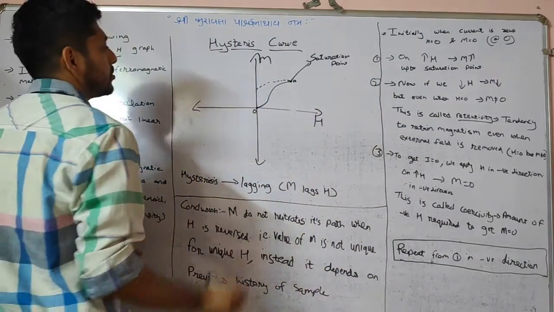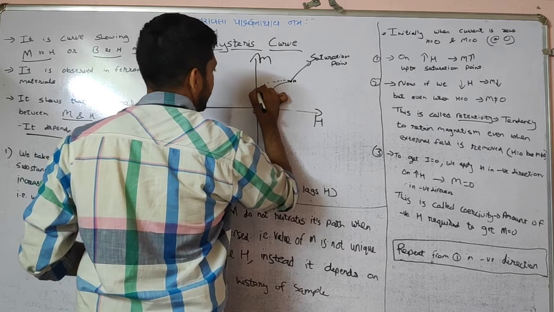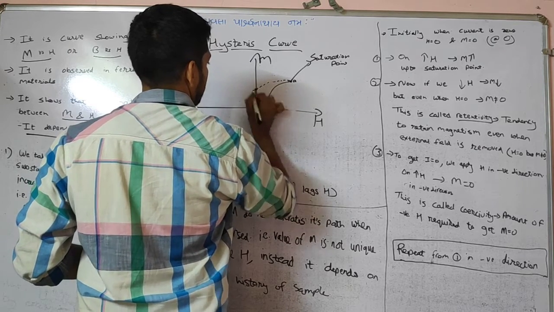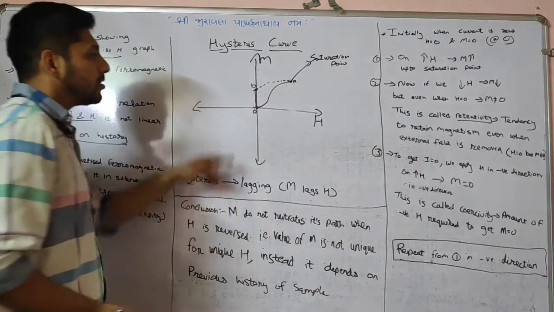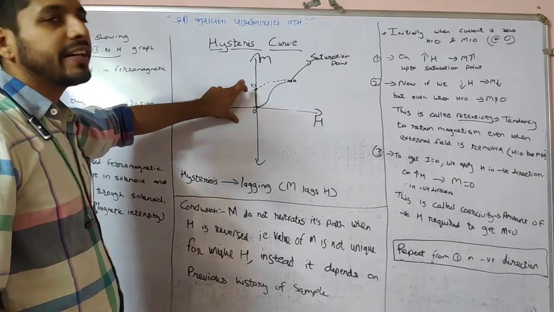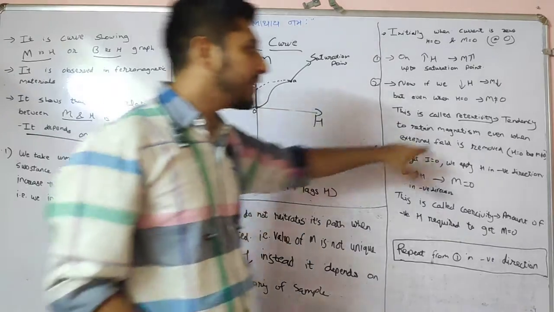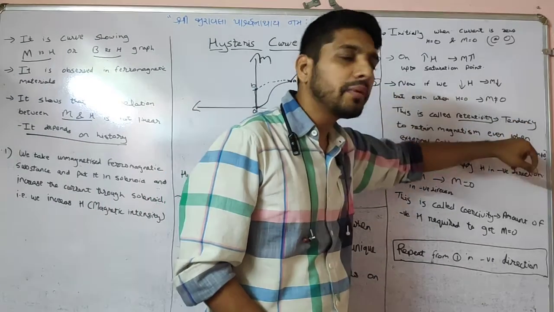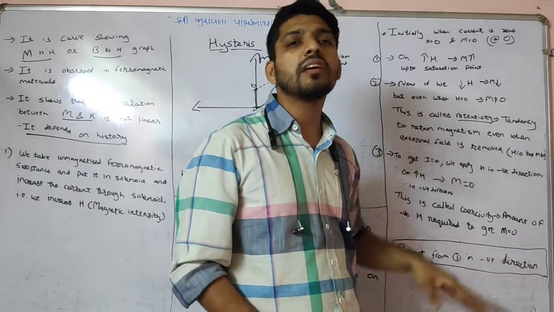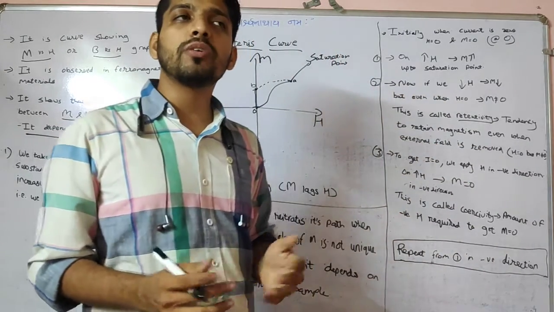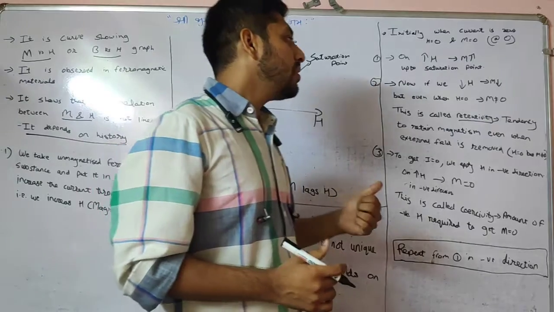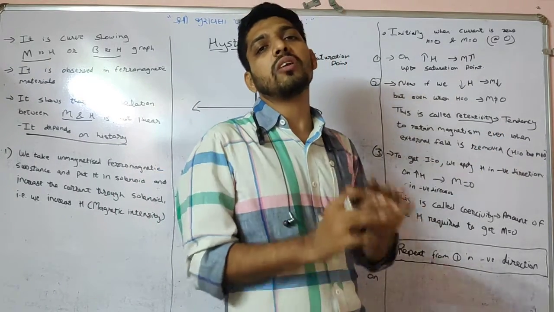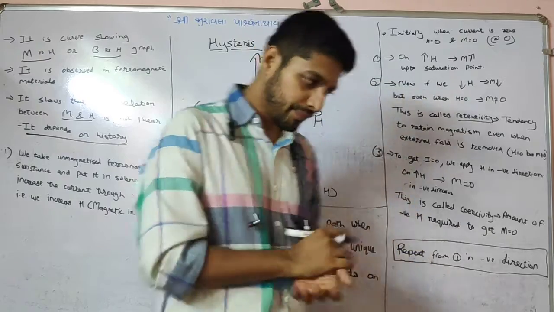So this point is known as retentivity. This distance, suppose you name it as point B. So OB is known as the point of retentivity, or it is retentivity. It is the tendency to retain magnetism even though the external field is removed, which means that if H is 0, M is still not equal to 0.